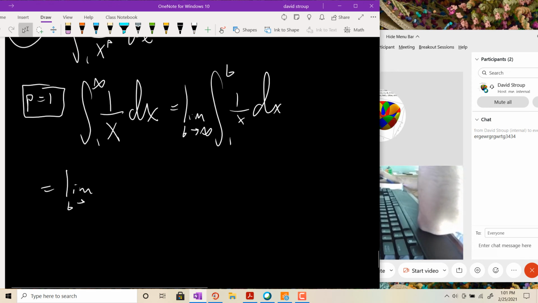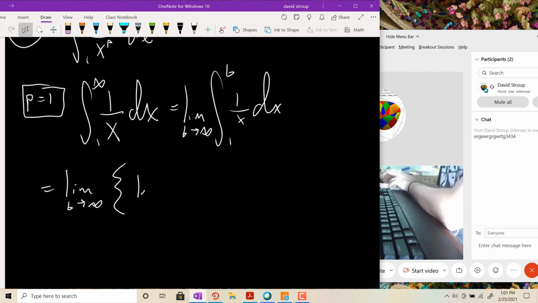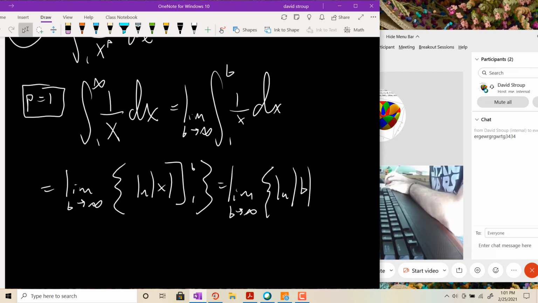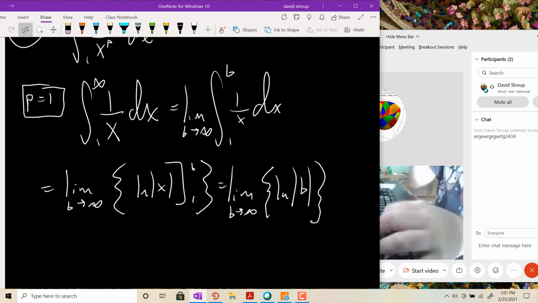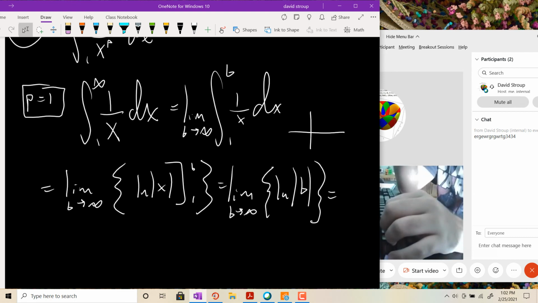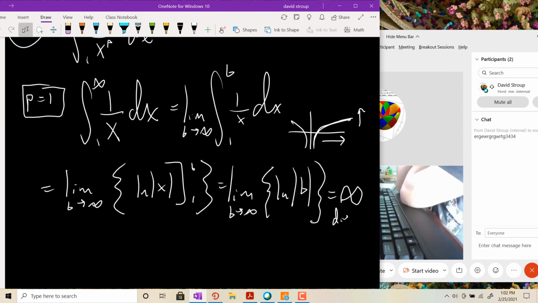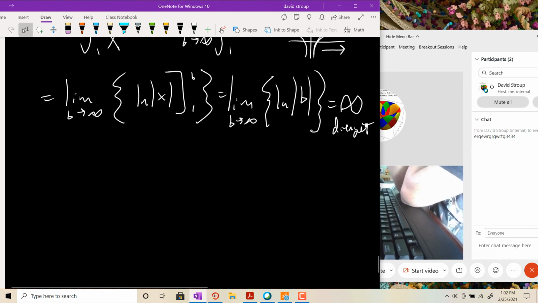So it's the limit as b goes to infinity of ln of the absolute value of x, evaluated from 1 to b. That'll be the limit as b goes to infinity of ln of b minus ln of 1, which is 0, so it's just ln of b. As b goes to infinity, what happens to the natural log function? The ln of the absolute value of b looks like this, and as we go to positive infinity, the y values go to positive infinity. So this is divergent. If p is equal to 1, the integral from 1 to infinity is divergent.